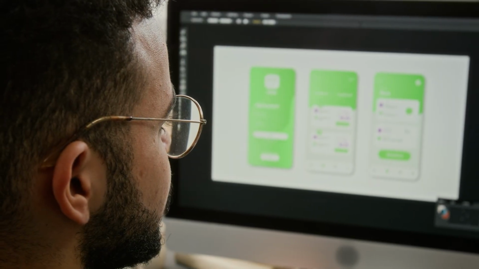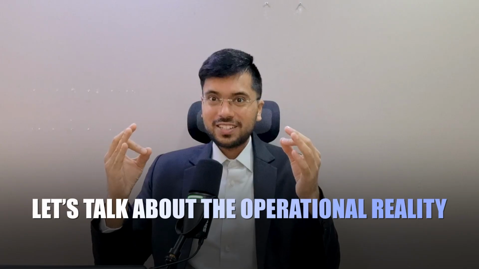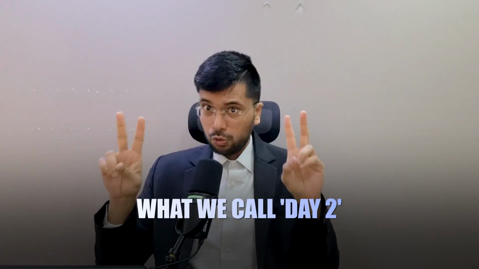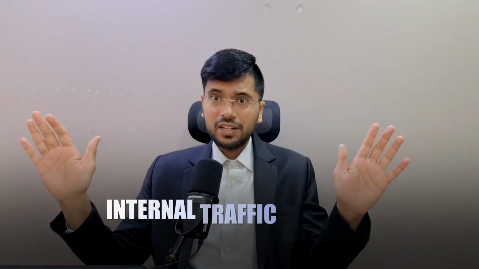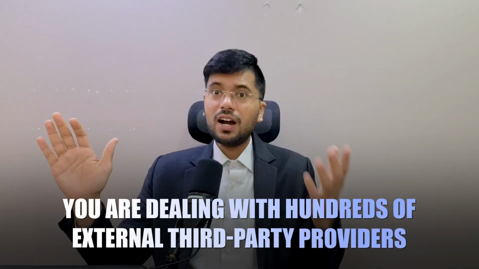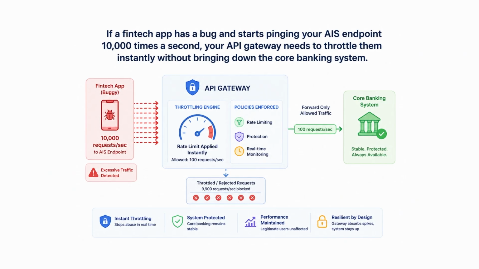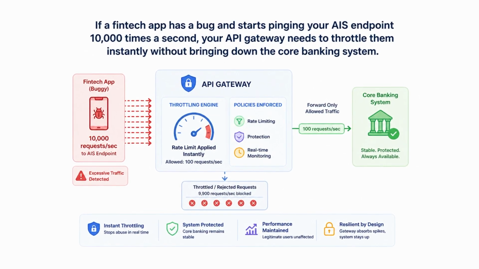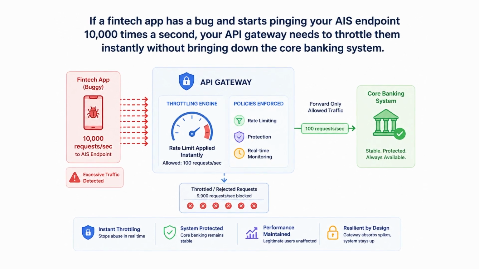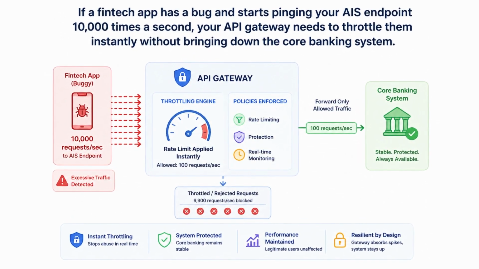Building this is one thing, but running it is another. Let's talk about the operational reality, what we call day 2. Once your Open Finance APIs are live, you aren't just dealing with internal traffic anymore. You are dealing with hundreds of external third-party providers. This requires heavy focus on rate limiting and throttling. If a fintech app has a bug in their code and starts pinging your AIS endpoint 10,000 times a second, your API gateway needs to throttle them instantly without bringing down the core banking system.